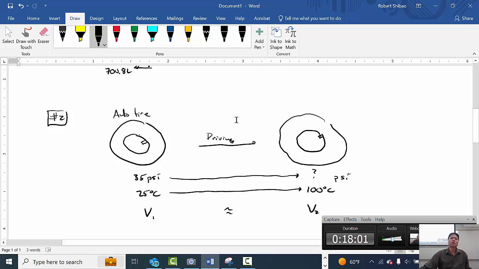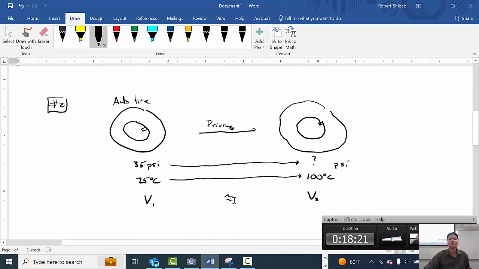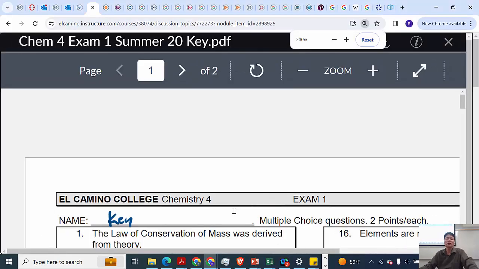Okay, so this is question number 2. If you haven't finished 1, just go ahead and finish 1 and tell me what you got. We know the target, what it should be. It should be 701 or 700.8. We've got to figure out how many sig figs we're allowed. And then go on to this. Let me resume this.